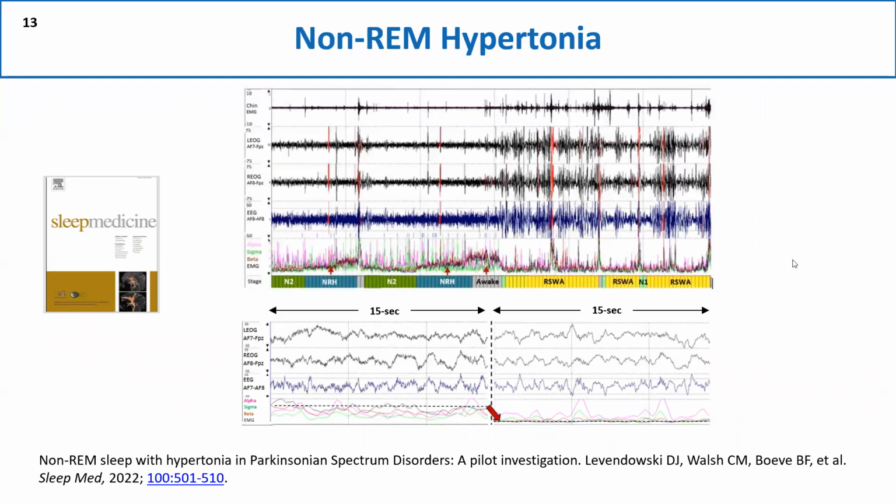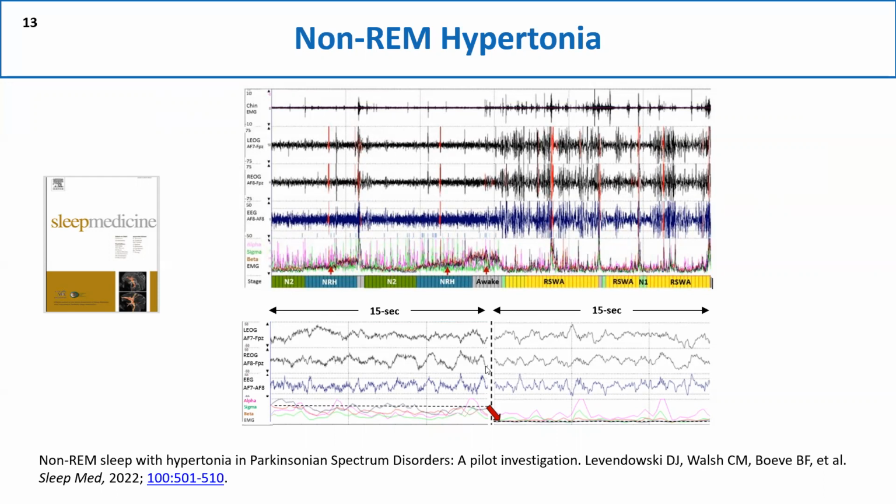Our next biomarker is what we call non-REM hypertonia. This is a novel biomarker. It had not been reported before our paper that came out late in 2022 in the journal Sleep Medicine. I'm going to first show you what the signals look like. This is a signal during N3 sleep with non-REM hypertonia. This is without non-REM hypertonia.